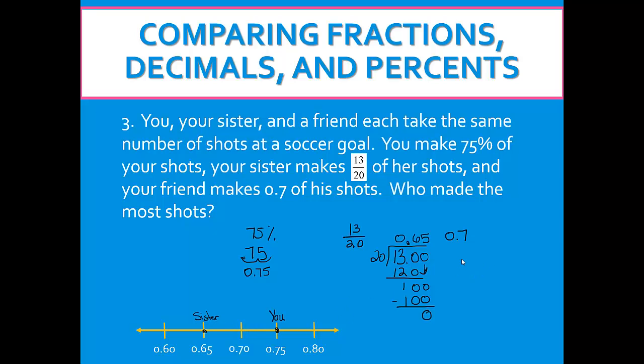And now I need to look at 7/10. 7/10 is the same thing as 70 hundredths. I can add a 0 behind the tenths place and the hundredths place, and these two numbers remain equal. So now I can plot 70 hundredths on my number line, and that represents your friend.